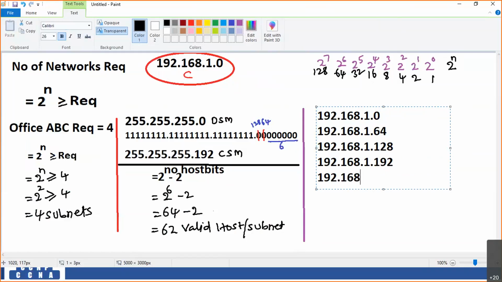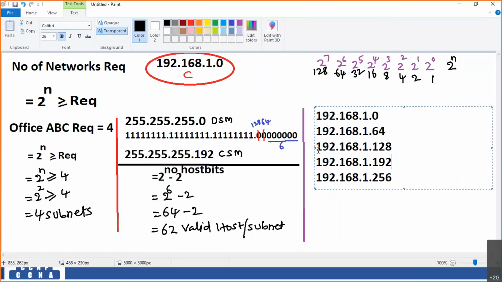If you add 64 again, we'll get 256. Is 256 valid? No. So stop here. Now, can you write what will be the previous IP address before 256? What is the previous IP address? 192.168.1.255.